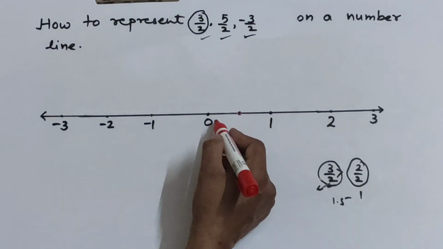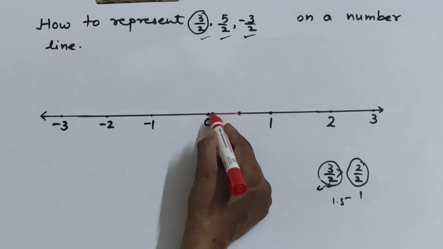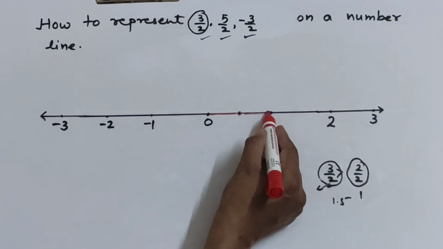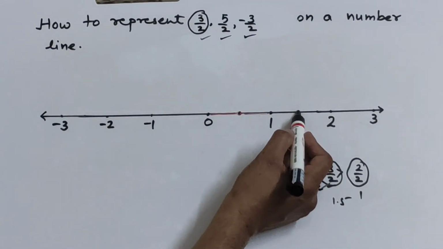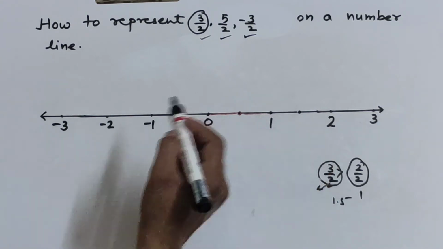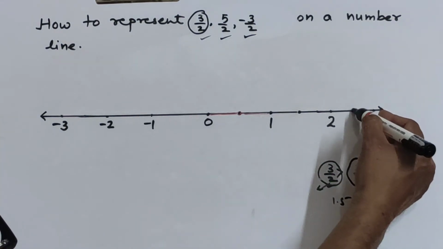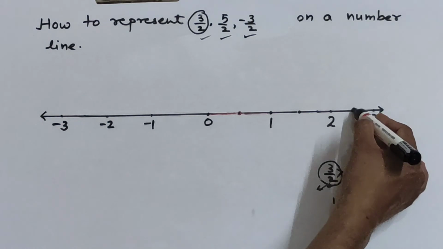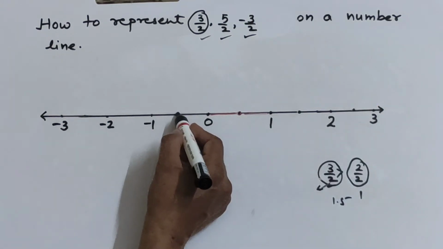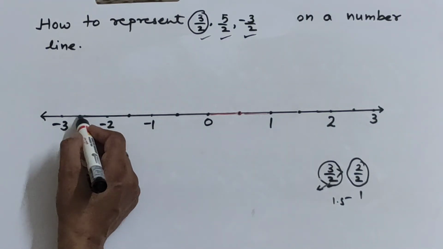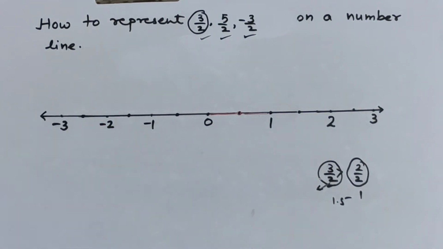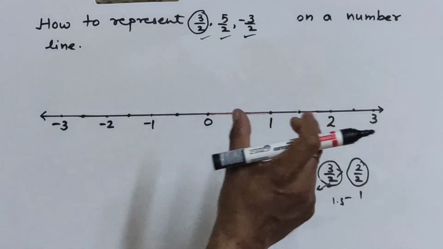You can say this is your first part and this is your second part, right? So I have divided 0 to 1 into two parts. Same way we will divide 1 to 2 also in two parts. So we will take one point here, and here also we will take 1 point between 2 to 3. And here also we will take one dot between 0 to minus 1, one dot between minus 1 to minus 2, and one dot between minus 2 to minus 3. So I have divided each unit distance in two parts, right?